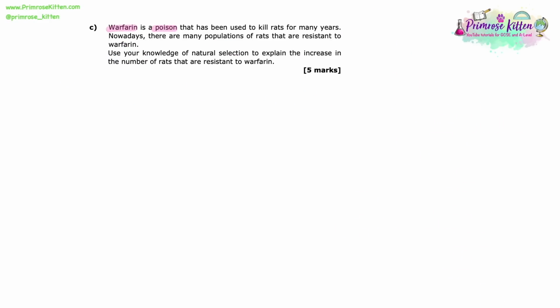Warfarin is a poison that has been used to kill rats for many years. Nowadays, there are many populations of rats that are resistant to warfarin. Use your knowledge of natural selection to explain the increase in the number of rats that are resistant to warfarin. So the rats clearly have evolved to be resistant, just like bacteria can evolve to be resistant to antibiotics. These are now resistant to the poison.